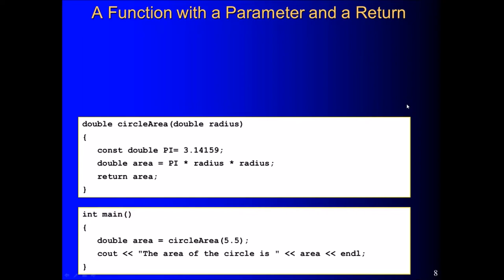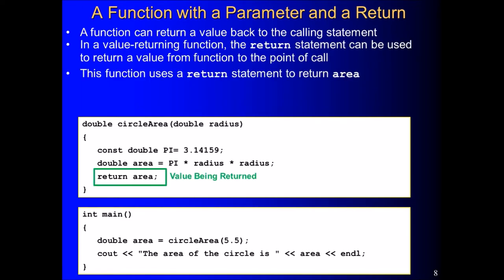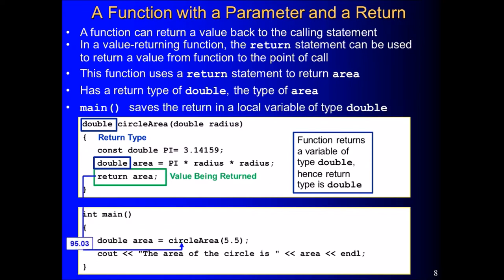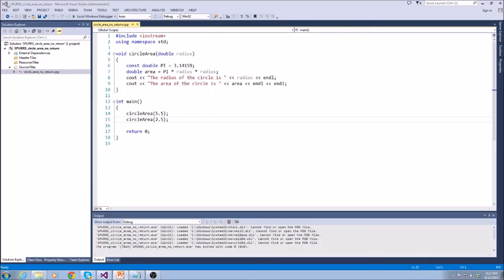Next, we are going to have a function that returns the area to main. All right, so look at this value being returned now to main. Notice that the return type of circle area is double as well. So it needs to match the type of the variable that is being returned. Needs to match the return type. Okay. All right. The area value 95.03 is returned to main, and main saves it in its own area variable that is also of type double. Nice, right? Let's take a look at this program in Visual Studio.